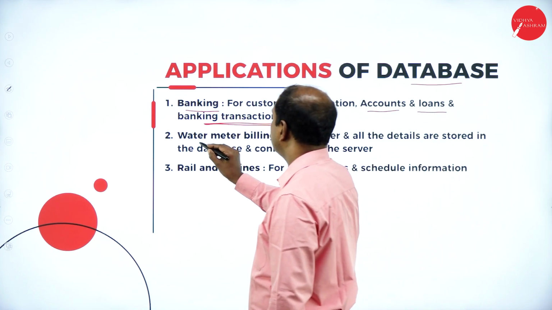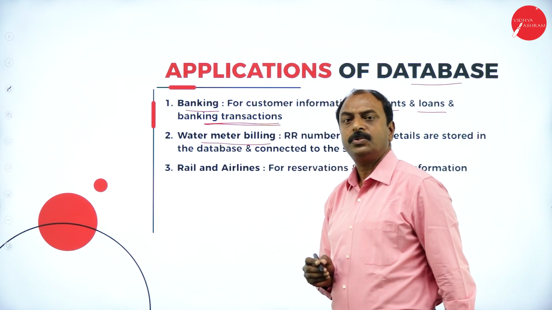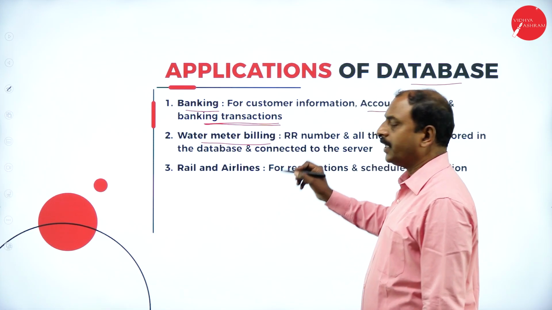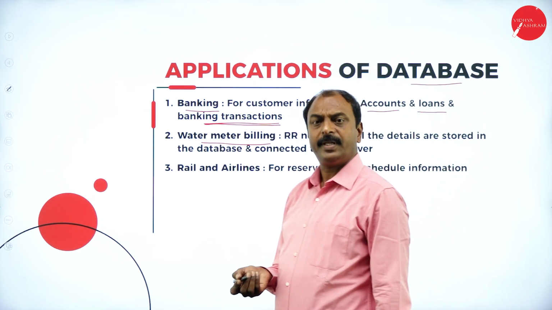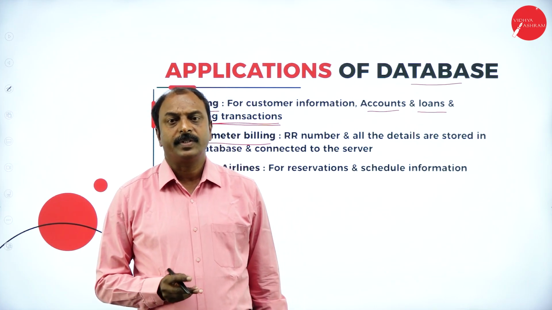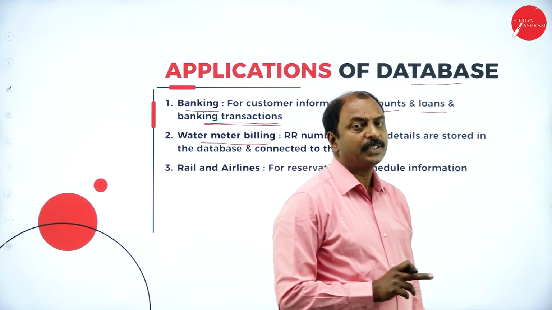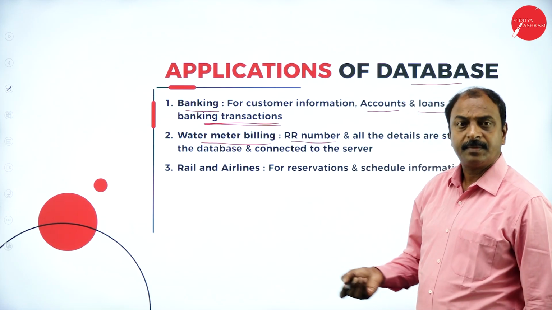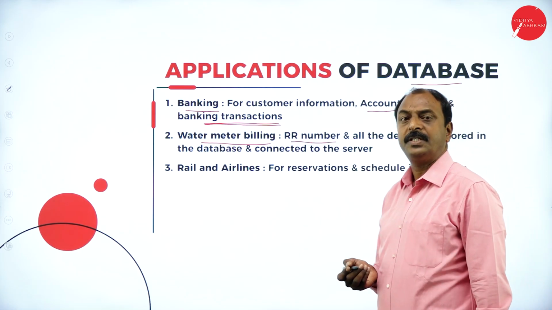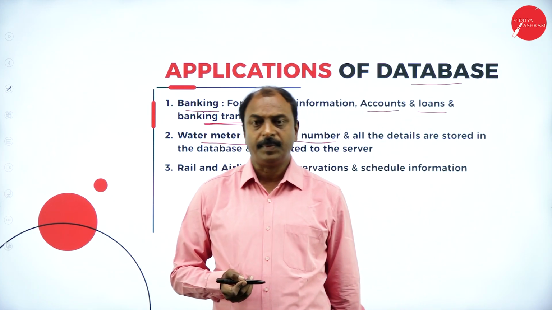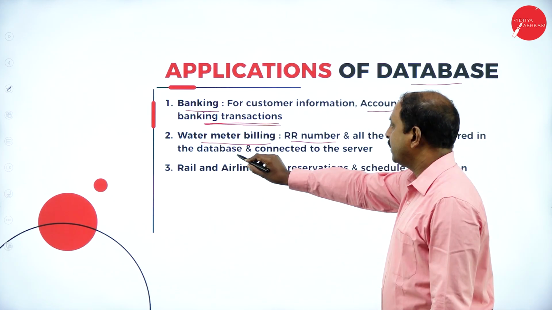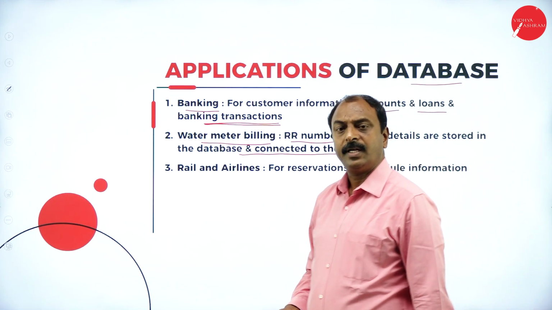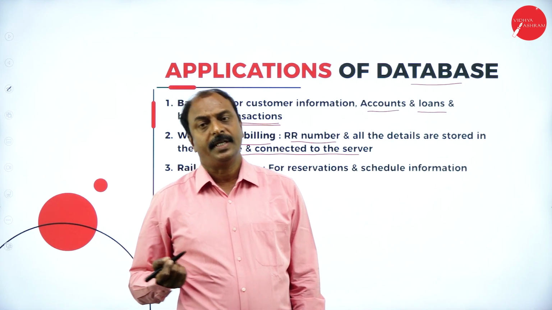Next one is water meter billing, and nowadays we are using electricity bills also. You know that in the water meter billing system, all the details of the customers are stored in database software, with respect to RR number or meter number or their address, and all the details are stored in a database, and with the help of that they get a water bill regularly, very frequently, with the help of the database.